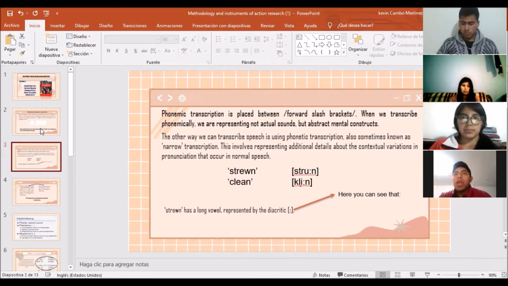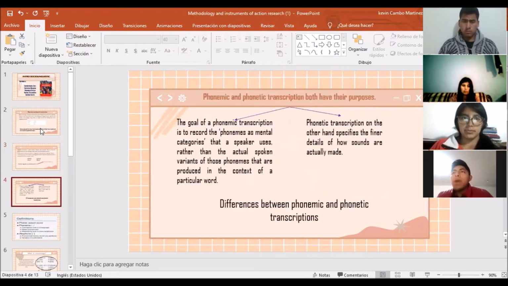Next, please. Phonemic and phonetic transcription both have their purpose. The goal of phonemic transcription is to record the phonemes as mental categories that a speaker uses, rather than the actually spoken variants of those phonemes that are produced in the context of a particular word.